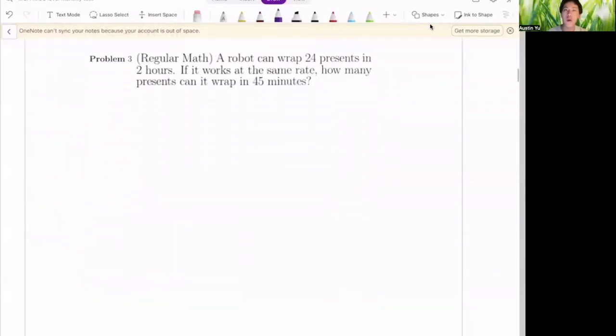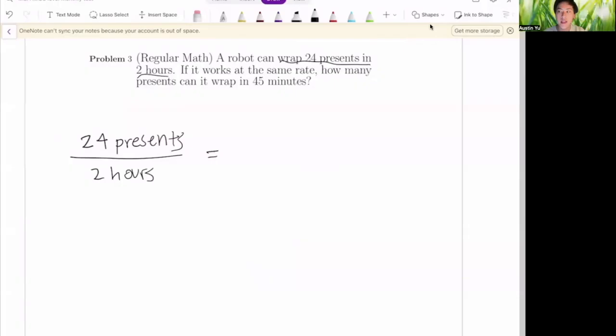Problem 3. A robot can wrap 24 presents in 2 hours. If it works at the same rate, how many presents can it wrap in 45 minutes? So step 1, we have to find the rate per hour, right? So it says that it can wrap 24 presents in 2 hours, which means that if we divide 24 presents by 2 hours, this gives us 12 presents an hour.